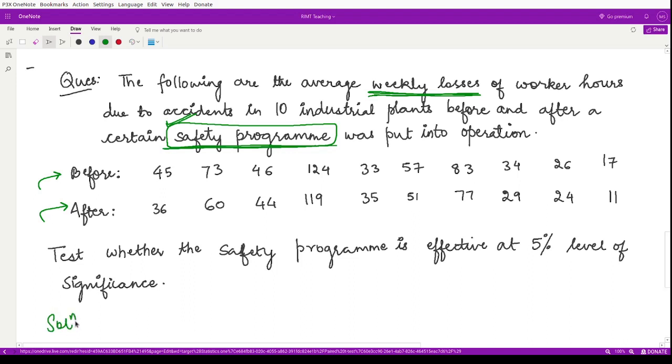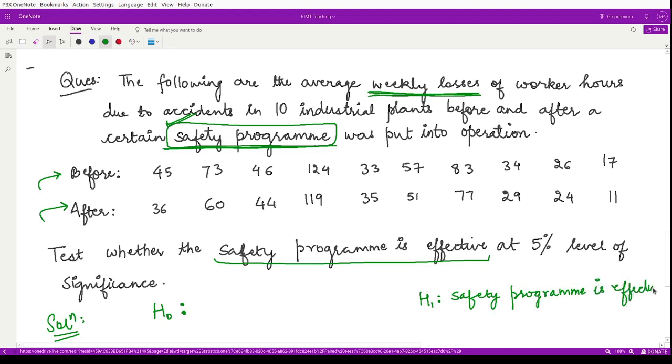So for the solution of this question, the first thing that comes to our mind is setting of the null and the alternative hypothesis. Here these two hypotheses are obtained from the statement itself. In this case, we wanted to test whether the program is effective or not. So as an alternative hypothesis, we will check that the safety program is effective. In words, this is the statement.